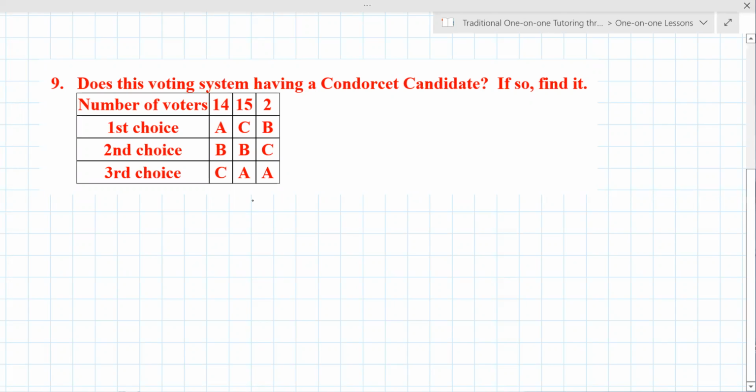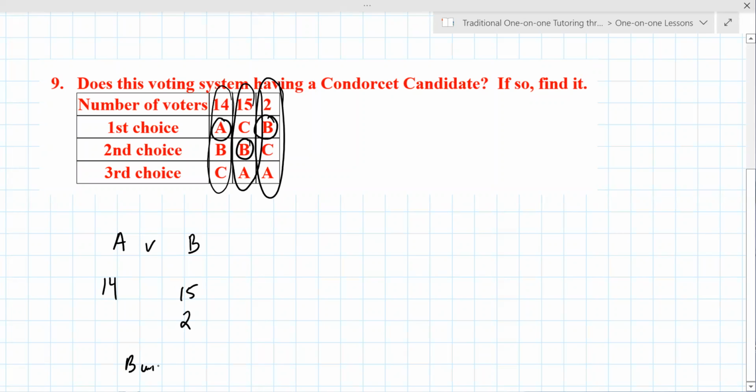So you look at, let's say you compare A versus B. We'll do that first. In the first column, 14 people prefer A to B. Okay. In the second column, 15 people prefer B to A because it's above. And then in the third column, 2 prefer B to A. So B wins. Okay.